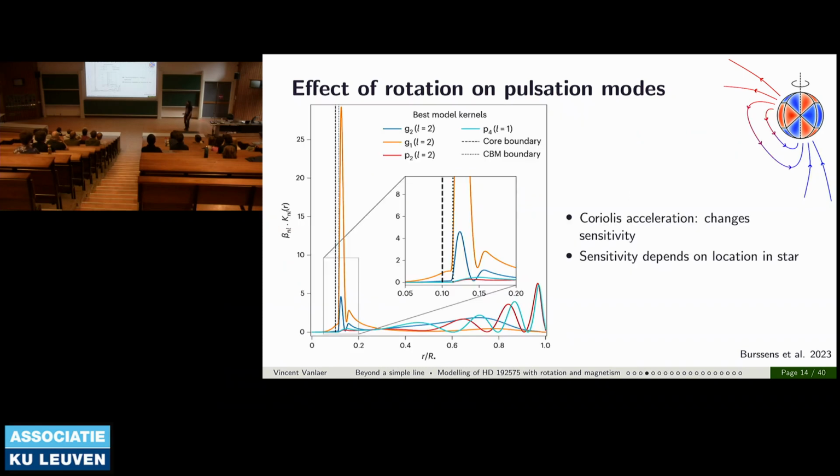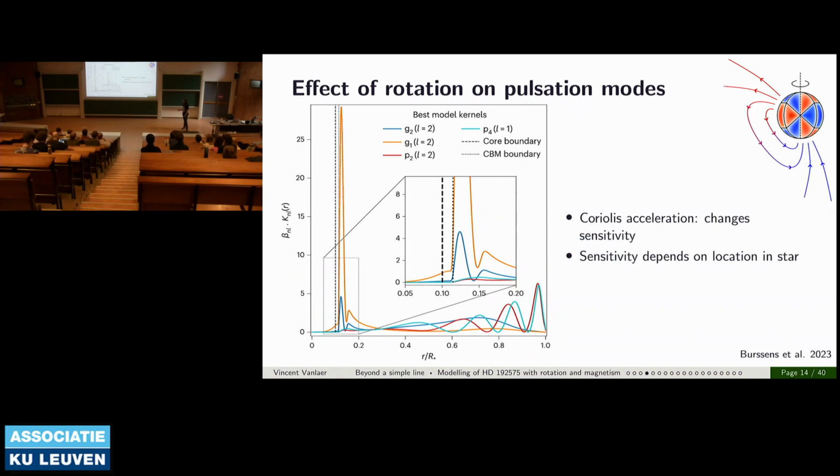It's slightly more complicated than that. There are two effects we need to take into account. The first one is the Coriolis acceleration. So if your star starts rotating, the way we described it just now assumes that your physics remains the same, which is not the case. In a rotating system, you get a Coriolis acceleration.